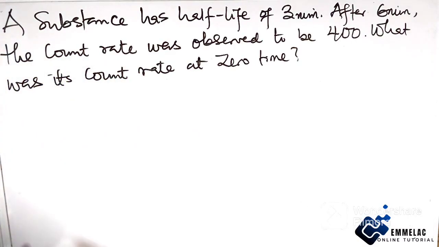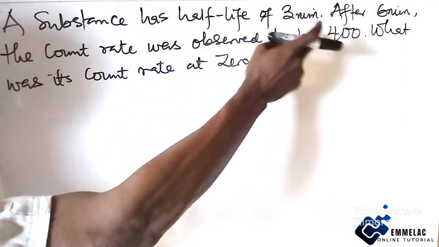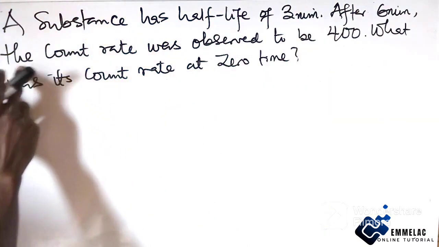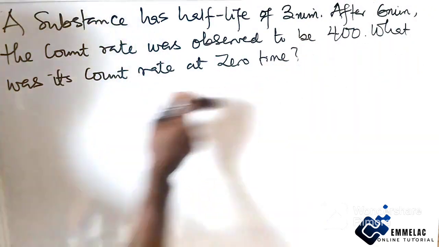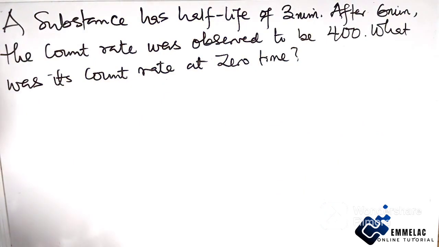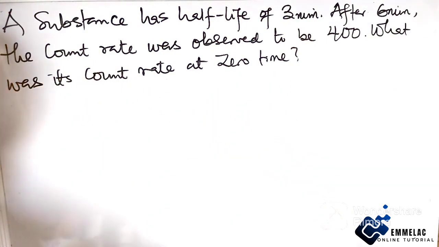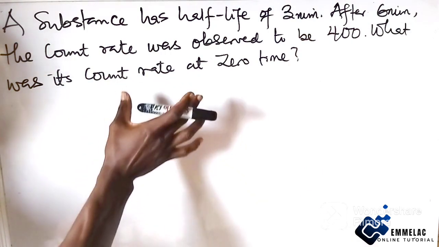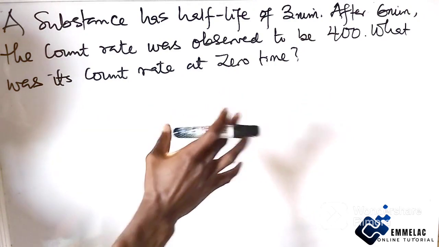Before us is this question that says a substance has a half-life of 3 minutes. Now after 6 minutes, the count rate was observed to be 400. What was its count rate at 0 time? Now what the 0 time means is the initial count rate, or probably the initial atoms present.